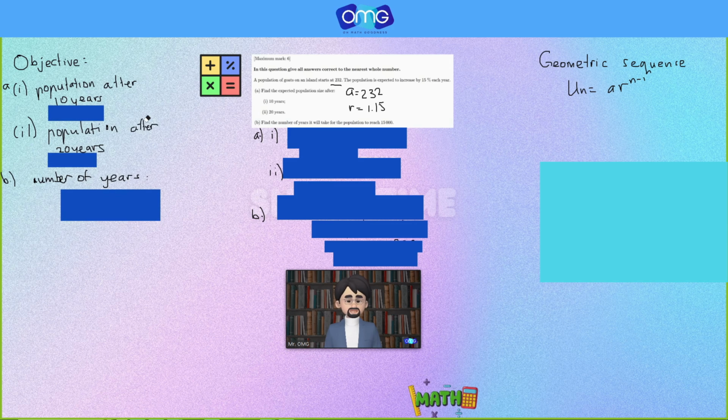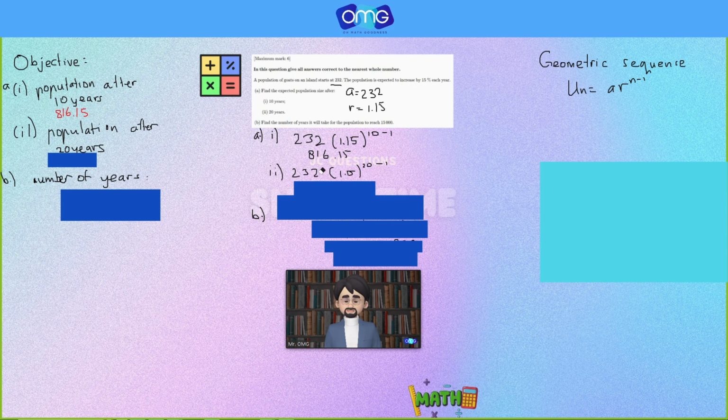Find the expected population after 10 years, 20 years, and that's our objective, and the number of years to reach 15,000. The first one, we just substitute into this formula, 232 times 1.15 to the power of n minus 1, where n equals 10, and we get 816.15, and that's the answer for the first one. For the second one, after 20 years, we just substitute n equals 20 into the formula, and we get 3301.77, and that's the answer for the second one.